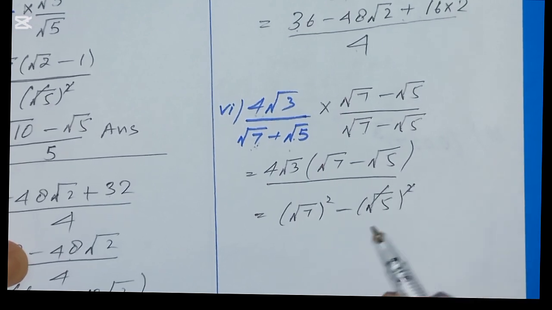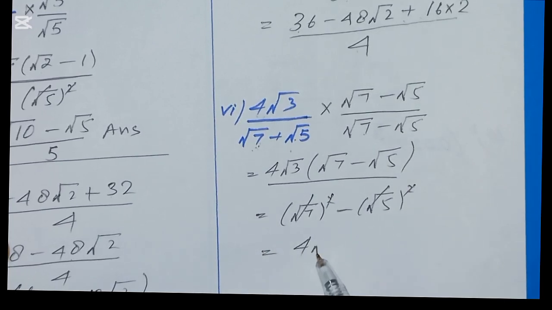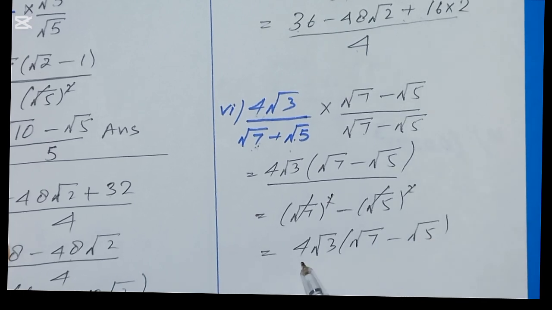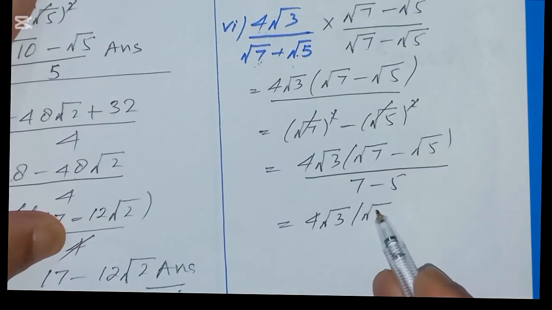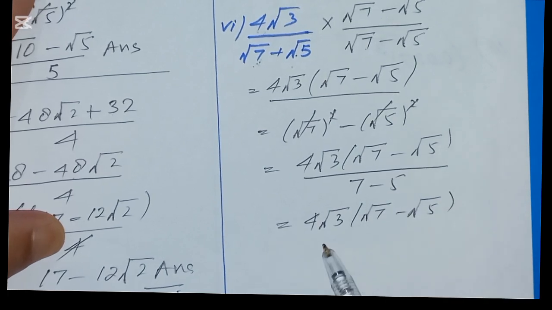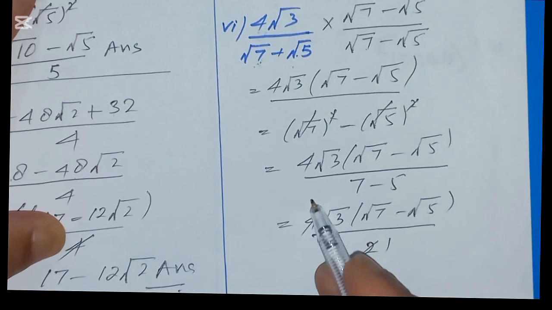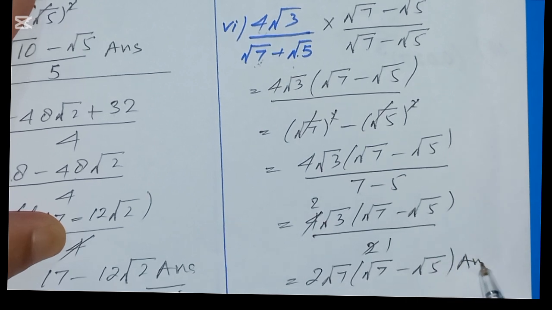So 2 with cancel the square root sign, 2 with cancel the square root sign. In next step we have 4 under root 3 bracket under root 7 minus under root 5, and in denominator we have 7 minus 5. The next step is 4 under root 3 bracket under root 7 minus under root 5 by 7 minus 5, 2. So 2 1s are 2 and 2 2s are 4. So this is the rationalized form of this question, 2 under root 3 bracket under root 7 minus under root 5. This is the answer of this question.